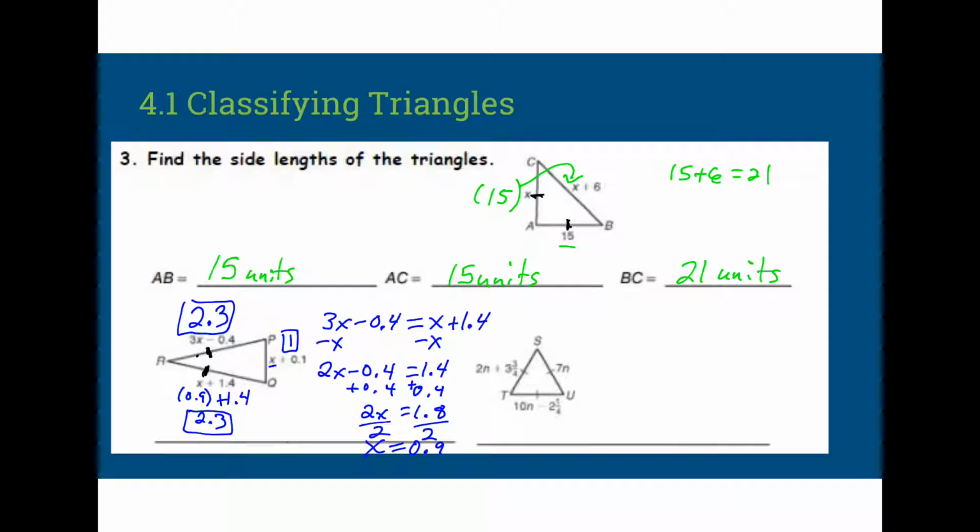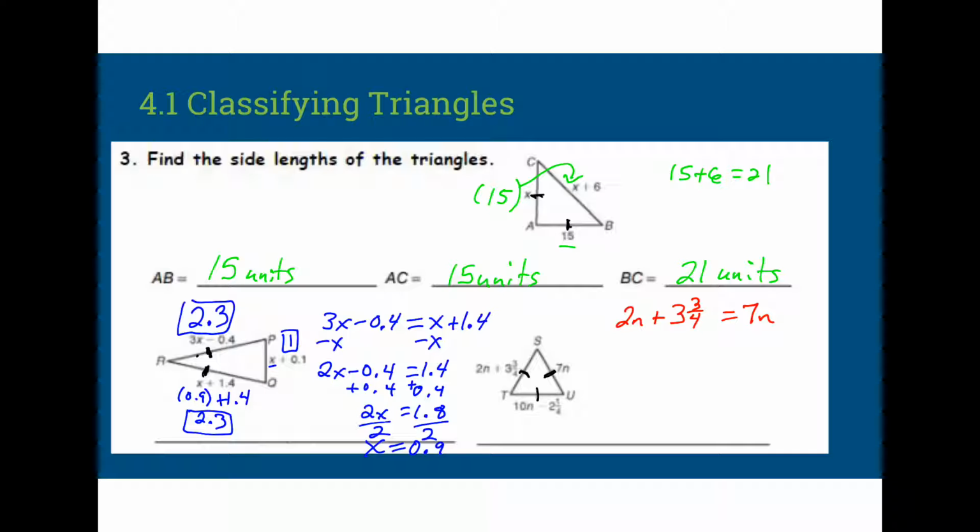All right, STU. Since we know that all of our triangle's sides are going to be congruent because they all have that black tick mark, we're working with an equilateral triangle, and I can pick any two of those and set them equal to each other because I know they're all equal, so it doesn't matter which ones I use. I'm going to use the 7n because that one does not contain a fraction. And we'll set that equal to 2n plus 3 3/4.